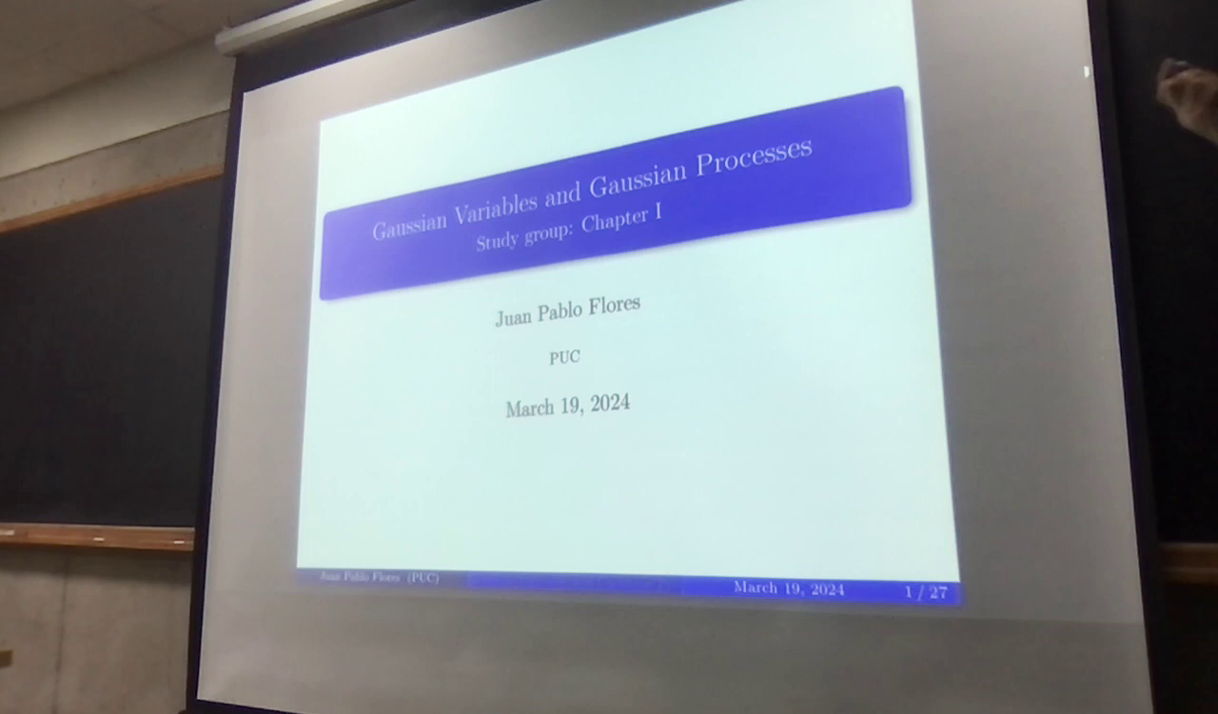So, in this first session, I'm going to present some things that I hope that you know, some things about Gaussian variables, and other things that maybe you don't know. For example, I didn't know about Gaussian vectors, Gaussian processes, Gaussian spaces, and things like that. And the idea is that we build our concepts in the hope to construct what the author calls the Gaussian white noise that is going to be needed to construct the Brownian motion in chapter 2, I think.